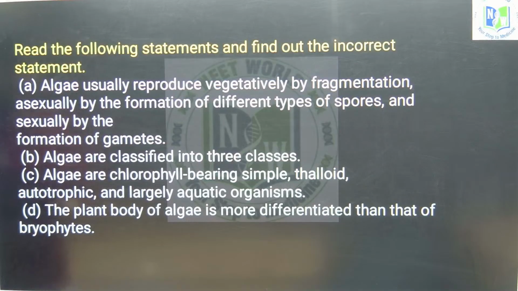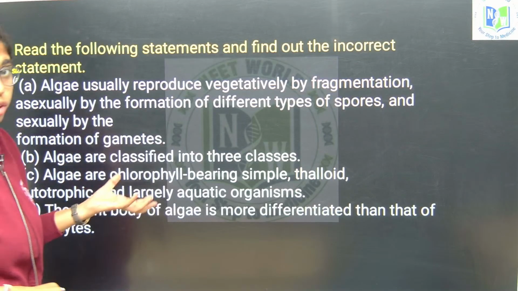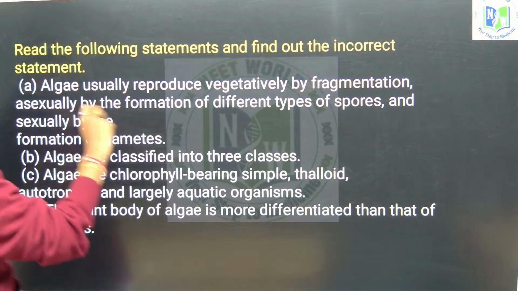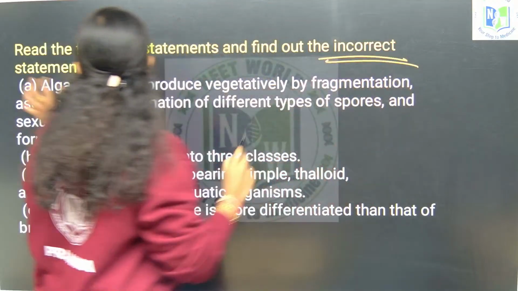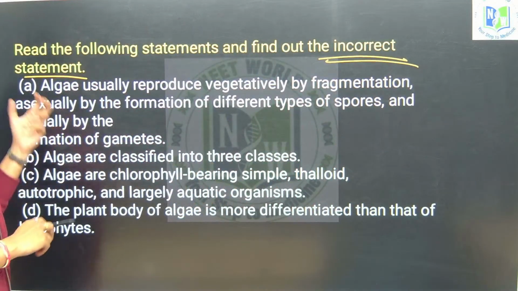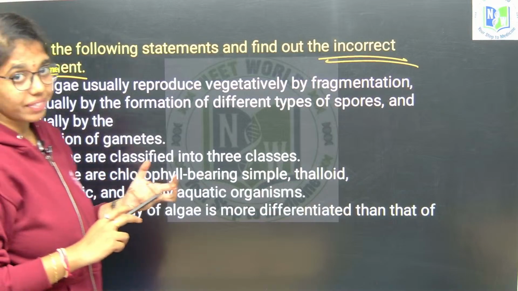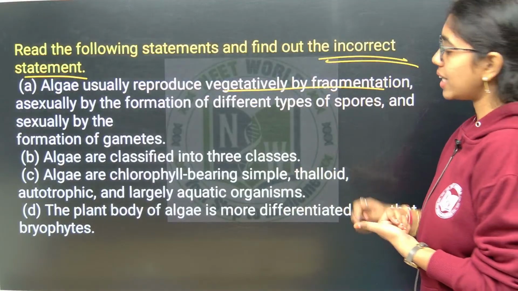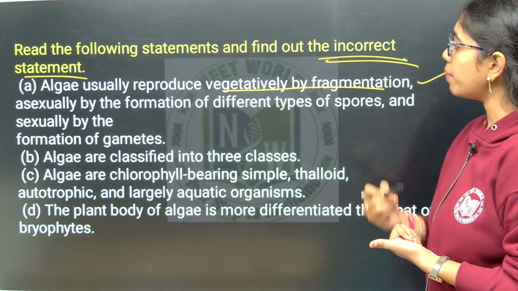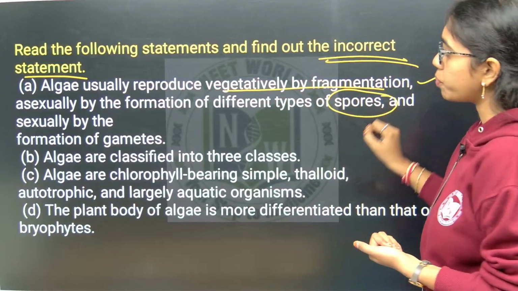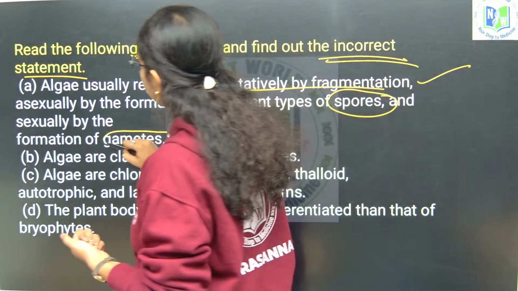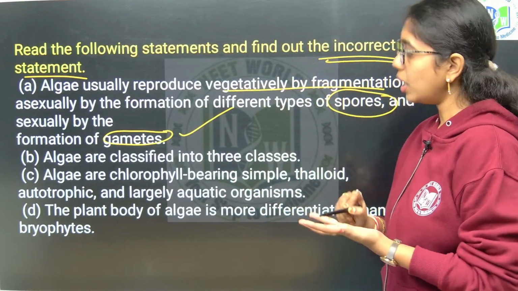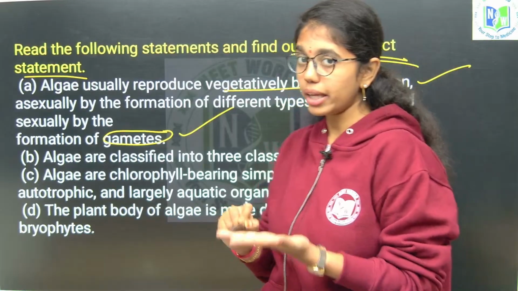this is again a statement based question, and they are asking us to identify the incorrect statement. So look at the statements carefully. Algae usually reproduce vegetatively by fragmentation. Yes, algae usually reproduce vegetatively by fragmentation, asexually by formation of different types of spores, and sexually by the formation of gametes. Statement 1 is true. It is about vegetative, asexual and sexual modes of reproduction in algae.